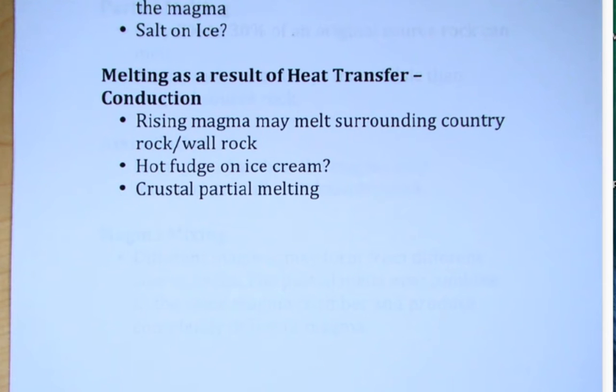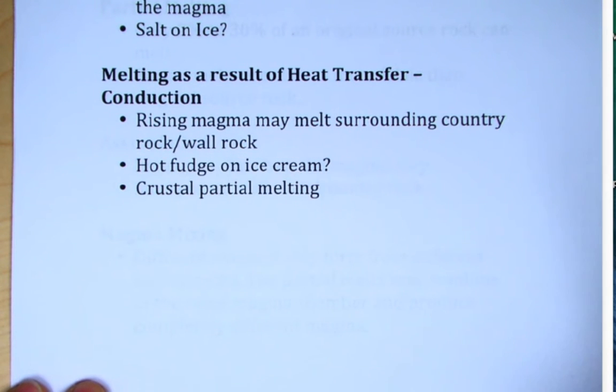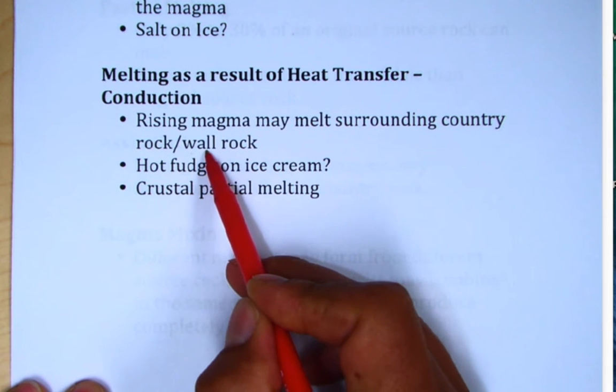It's going to melt that countertop just by the transfer of heat by conduction, right? And so the rising magma may melt surrounding country rock. In fact, that's another point I want to make here: your book uses the word wall rock.